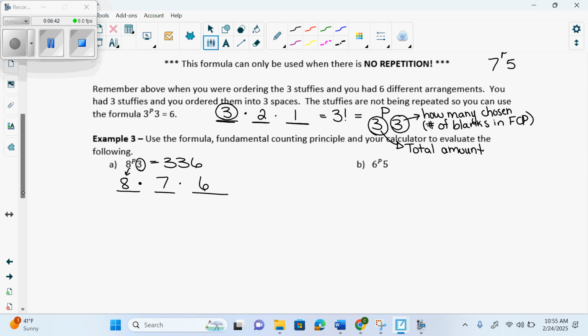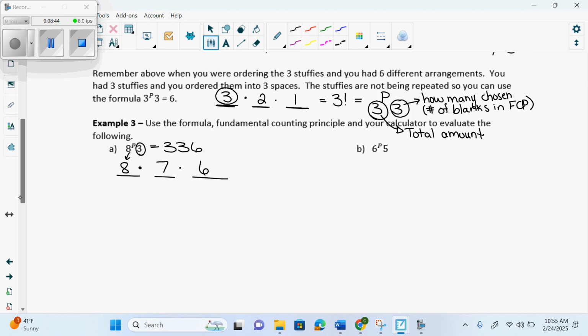Okay. I want you to do B. I want you to put B in your calculator, and then I want you to represent it in fundamental counting. So, 1, 2, 3, 4, 5 blanks. This is the number of blanks. This is the number I start with. 6, 5, 4, 3, 2, which is actually the same as 6 factorial. Some people may fight me on that because it didn't go to 1 and blast off. But when I multiply by 1, does it do anything? No. So technically, you could get away with putting 6 factorial.